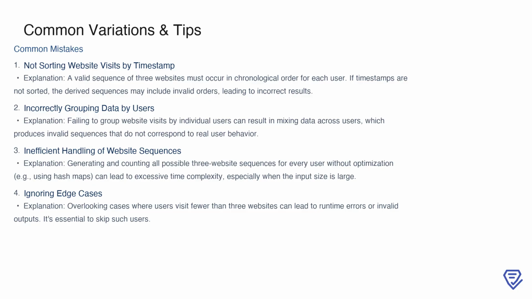Another mistake is inefficiently generating and counting sequences. Without careful optimization, this process can become computationally expensive. For example, trying to create all possible 3 website combinations using brute force will quickly become impractical as the dataset grows. Lastly, edge cases are easy to overlook but critical to handle. For instance, users with fewer than 3 website visits should be skipped to avoid runtime errors or incorrect results. Being mindful of these pitfalls will help you avoid common errors and improve your solution's reliability.